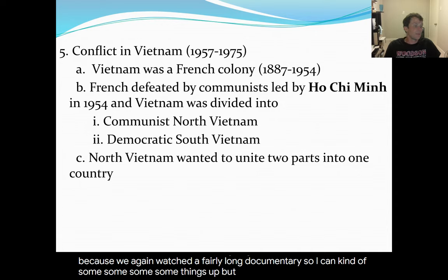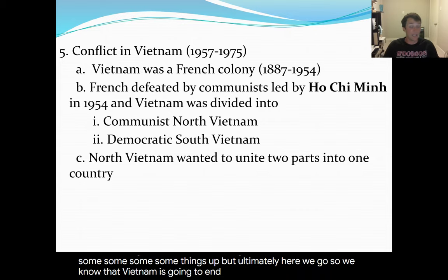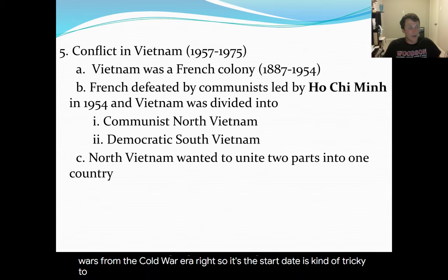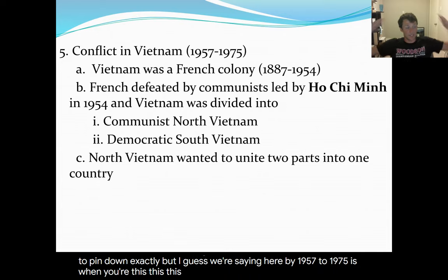But ultimately, here we go. So we know that Vietnam is going to end up being another of these proxy wars from the Cold War era, right? The start date is kind of tricky to pin down exactly, but I guess we're saying here by 1957 to 1975 is when this conflict exists, right?